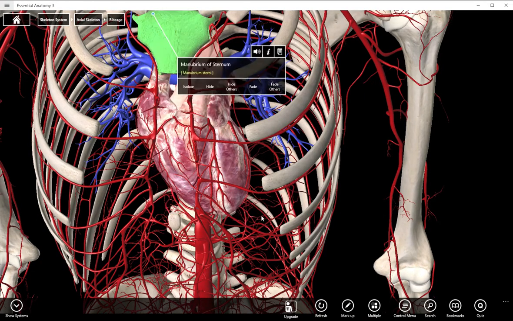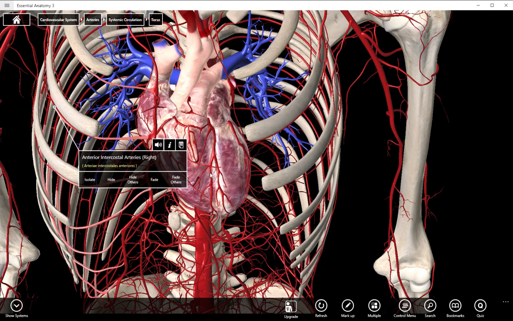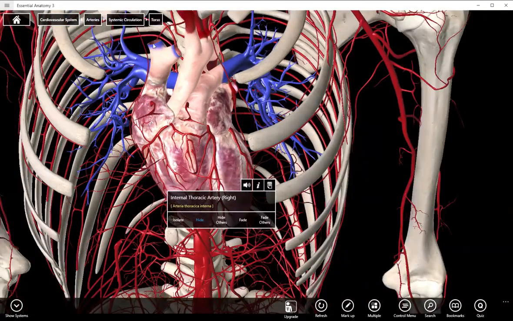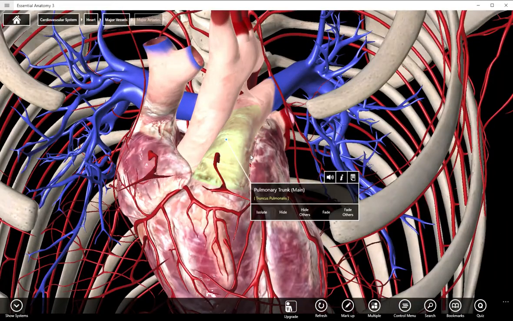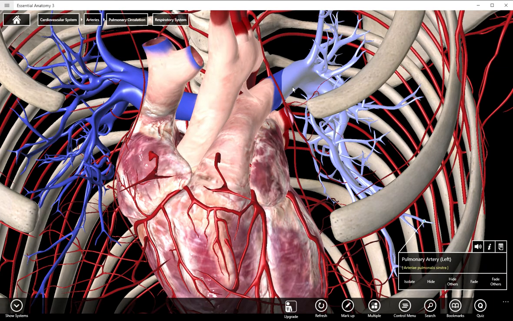All right, so I'm going to reset it because now we're going to look at the great vessels. We've already named several of them in passing while talking about the valves, but let's just go through it officially. So right here, coming out of the right ventricle, we have the pulmonary trunk. The pulmonary trunk splits into the right and left pulmonary arteries.